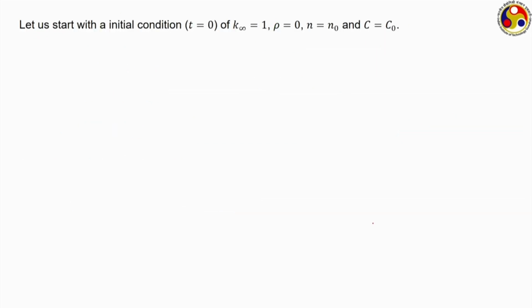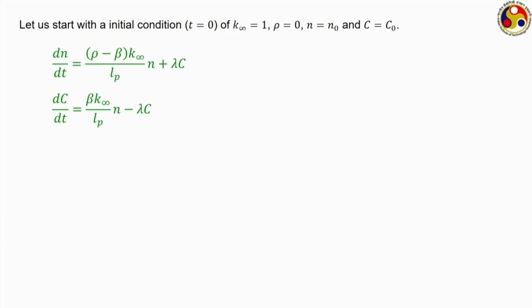Now, we start with an initial condition where at t equal to 0, k infinity is equal to 1, that is, the system was running in the critical condition and its reactivity there has to be equal to 0. The initial concentration of the neutron is given as n equal to n naught and the corresponding concentration of the delayed neutron precursors can be C equal to C naught. So, with these initial conditions, let us try to find a solution.